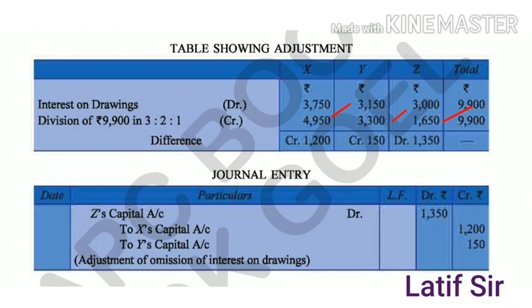Next you will compare each column, debit and credit. X has 1,200 excess credit, so the difference is credit 1,200. Similarly, Y 150 credit, and Z 1,350 debit. So you can find that Z is debit 1,350 while X and Y are credit. So the entry is automatically formed. See, the journal entry, this is the rectification entry, adjustment entry: Z capital account debit 1,350 to X capital account and to Y capital account. The adjustment entry of omission has been passed.